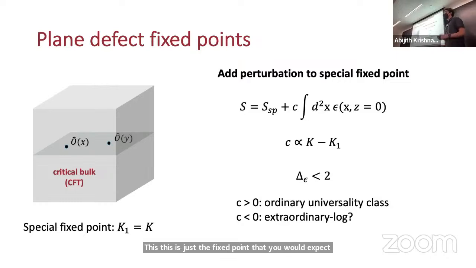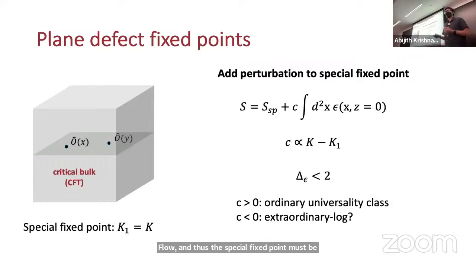Then we can ask, what happens if we add a perturbation to the special fixed point? Is the special fixed point stable or unstable? And the way we can do that is by adding a perturbation parametrized by the thermal operator, which is the lowest dimension O(N) singlet scalar that we can add as a perturbation. The dimension of this operator is less than 2. So it's a relevant perturbation, and thus this constant C grows under RG flow, and thus the special fixed point must be unstable.